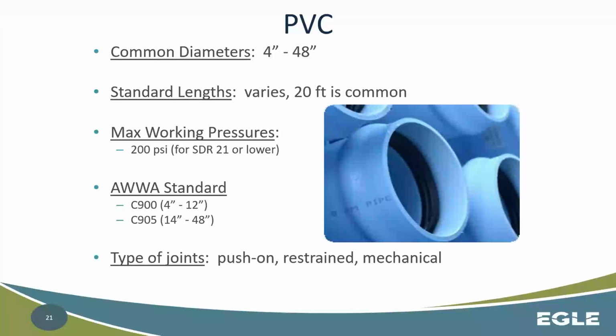So for PVC, these are your common diameters: 4-inch to 48-inch. Standard lengths vary, but typically 20 feet is probably the most common. Max working pressure there is 200 psi, so a little bit less than what we just talked about for ductile iron and cast iron as well. Your two AWWA standards there are C900 for certain sizes, and then C905 for the slightly larger watermain selections. And you have a couple different joints there as well: push-on, restrained, and mechanical are your primary joints.